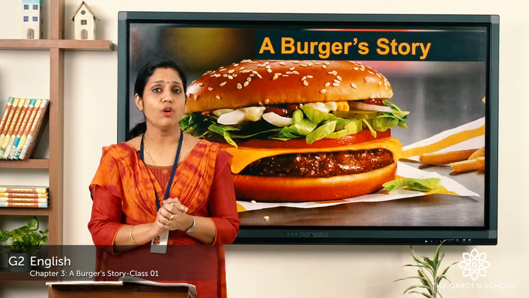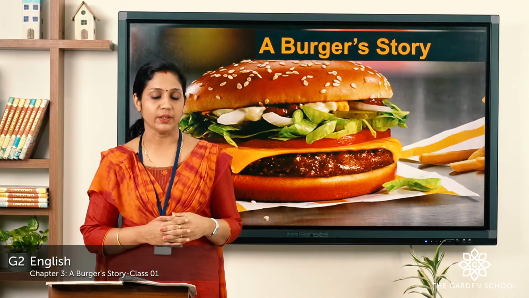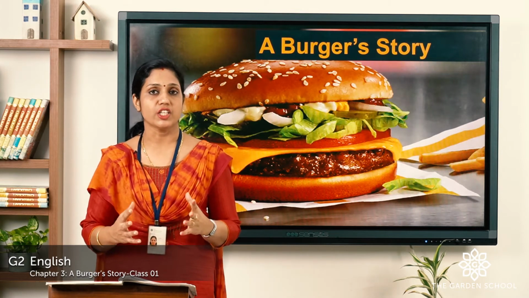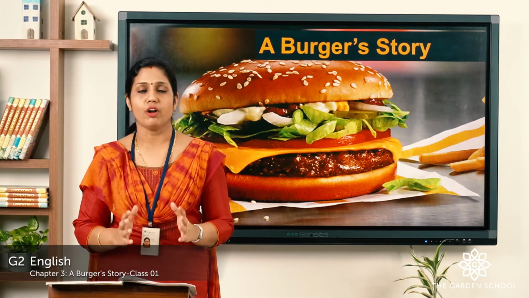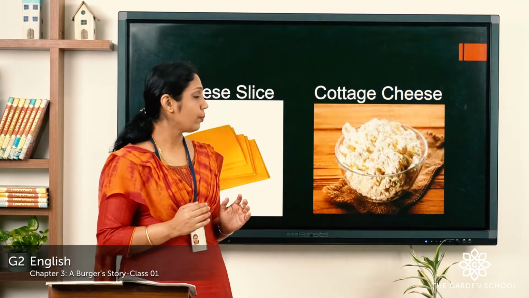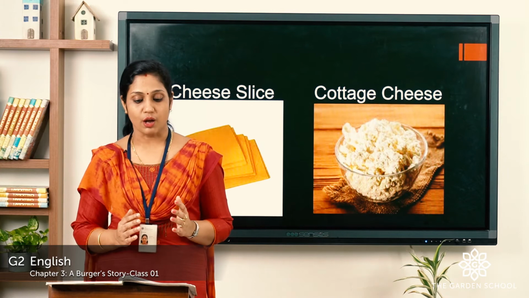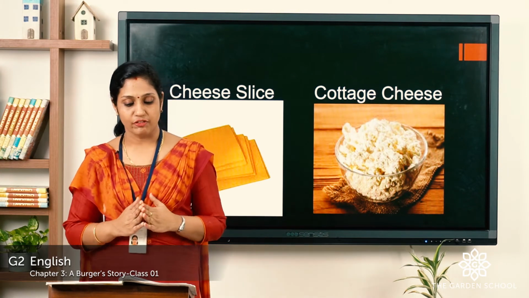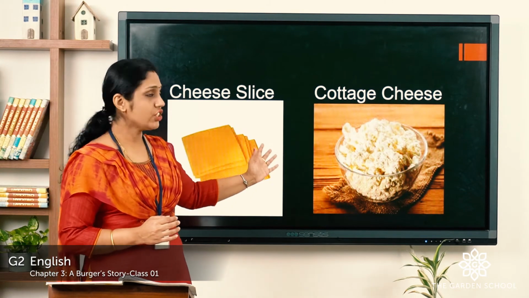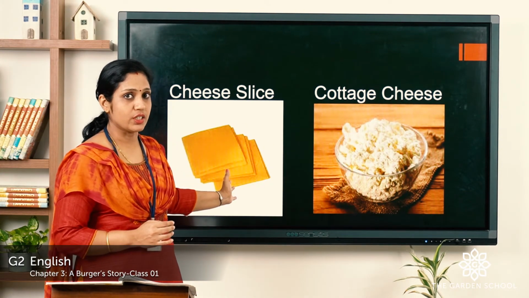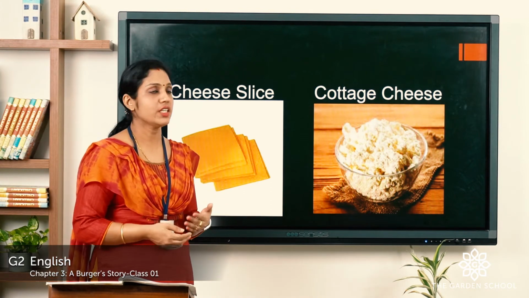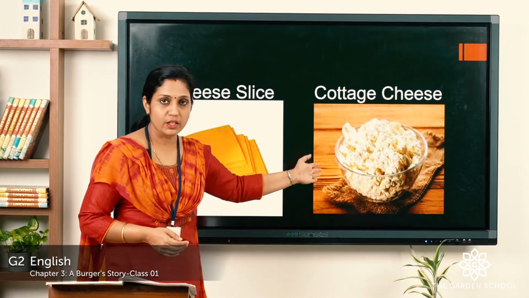The fillings are very juicy that are kept inside her. So what all are kept? She's very proud of her fillings. She feels that she is making children happy and she's very proud of that. And she has cottage cheese, potato patty, tomato sauce and cheese slices as filling. So here you can see cottage cheese and cheese slices, the pictures. See, the cheese slice is a sliced cheese and cottage cheese is here that you can see.